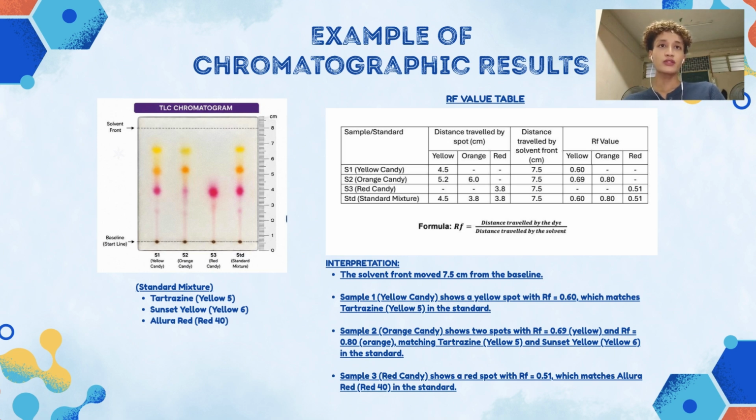These RF values were then compared with standard reference values. When the obtained RF value matched the standard values, the presence of specific artificial food dyes in the sample can be confirmed. Therefore, thin layer chromatography (TLC) is a simple, rapid, and reliable technique for detecting artificial food colorings and ensuring food safety.